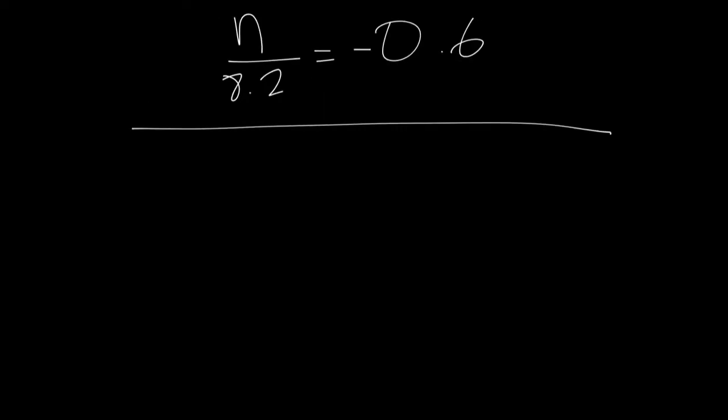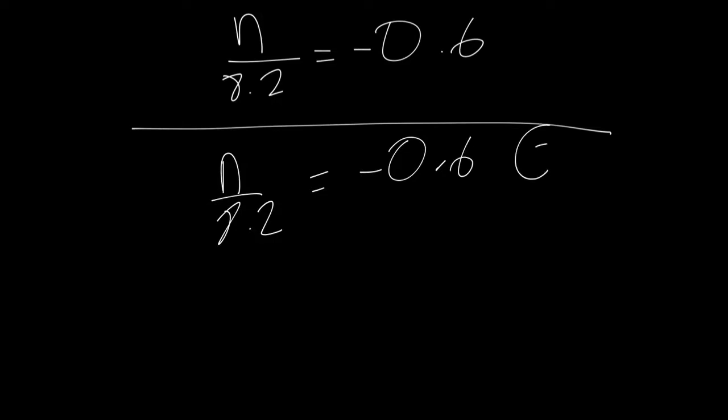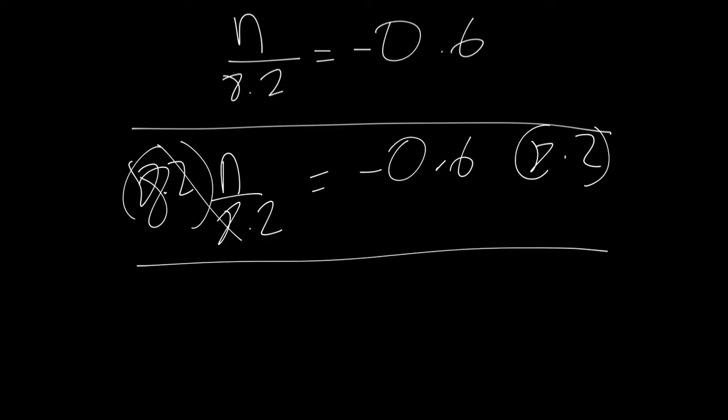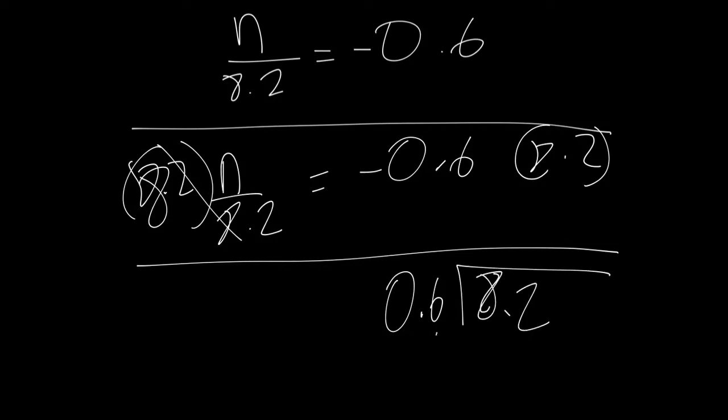So to divide a decimal, you need to do n over 8.2 equals negative 0.6. You do 8.2 on this side, and then 8.2 on this side. You can't do that, so you cross it out. And then you do 0.6 divided by 8.2. You move that over 1, so you move that over 1.